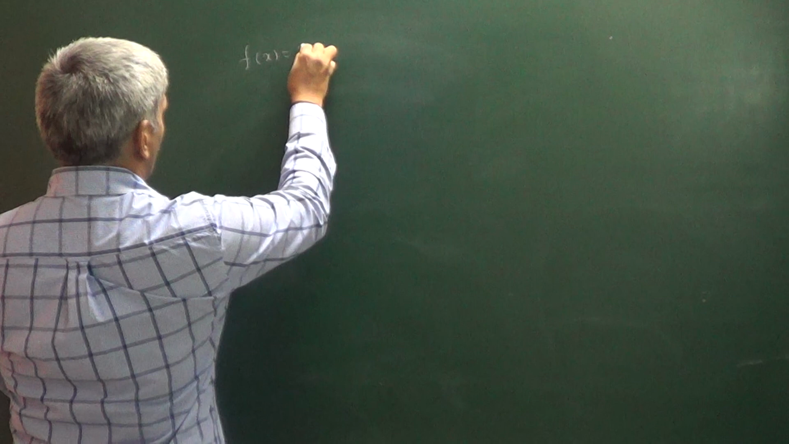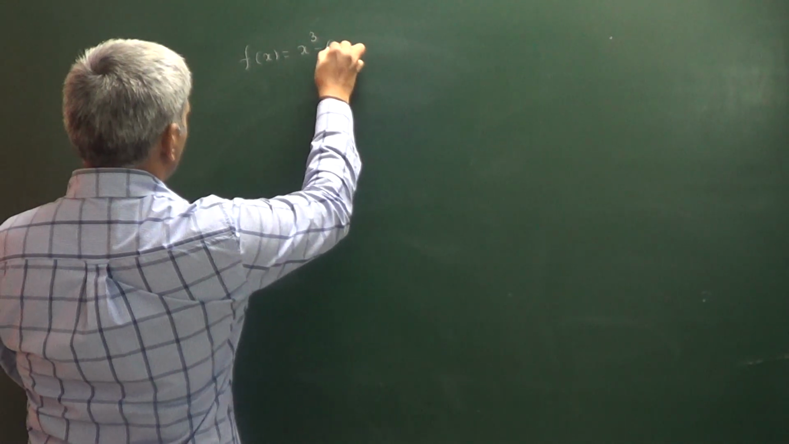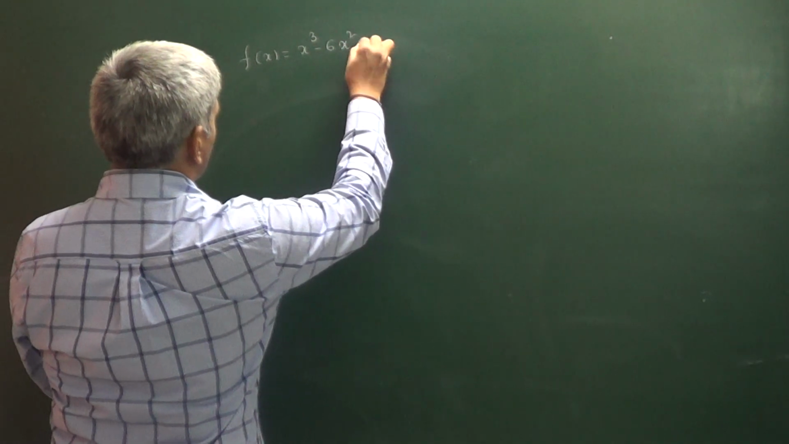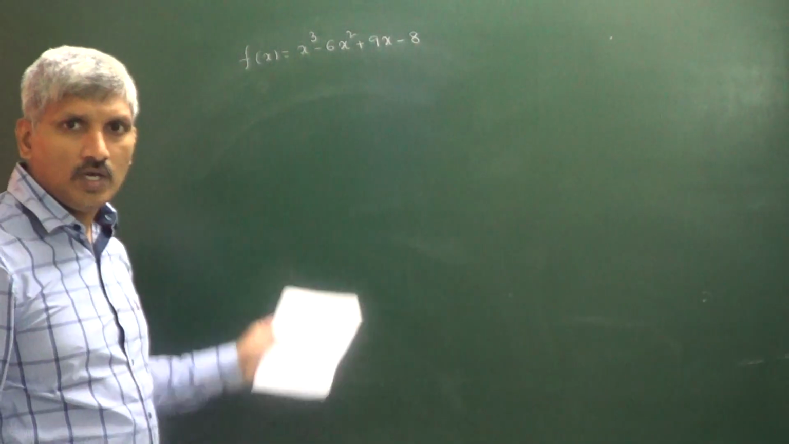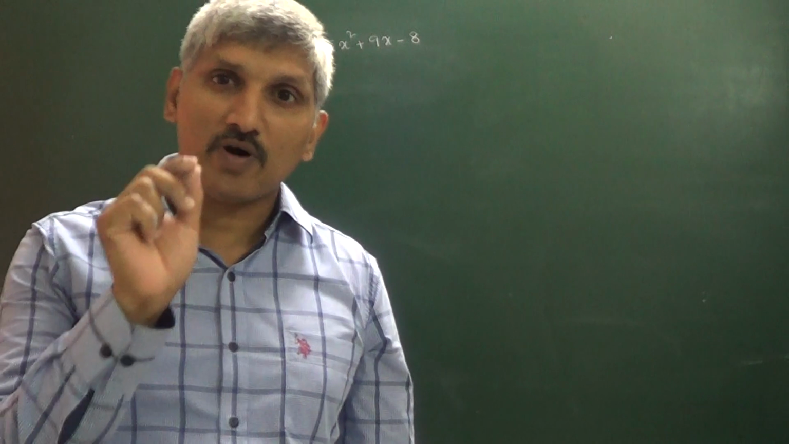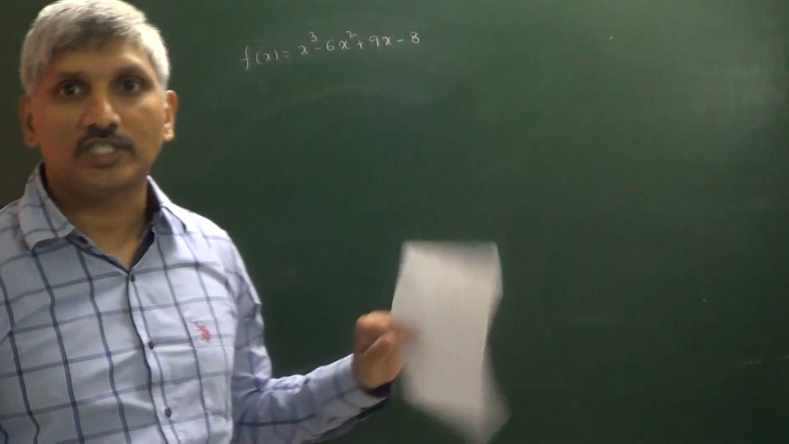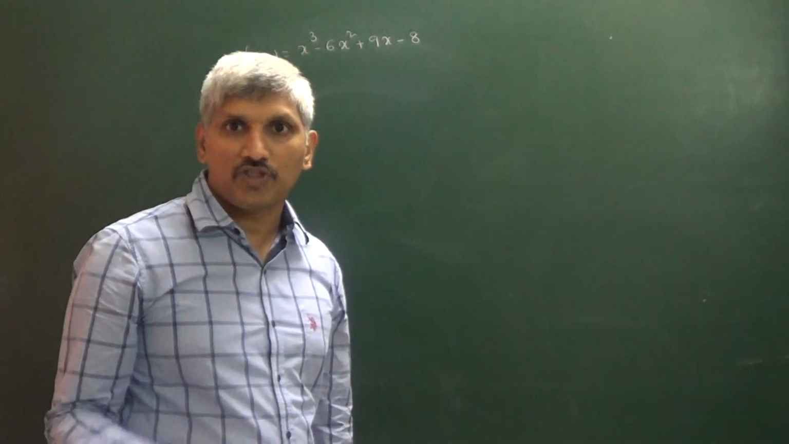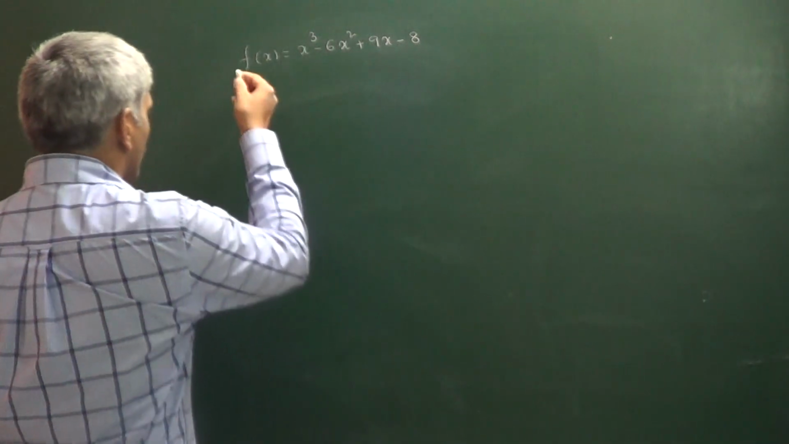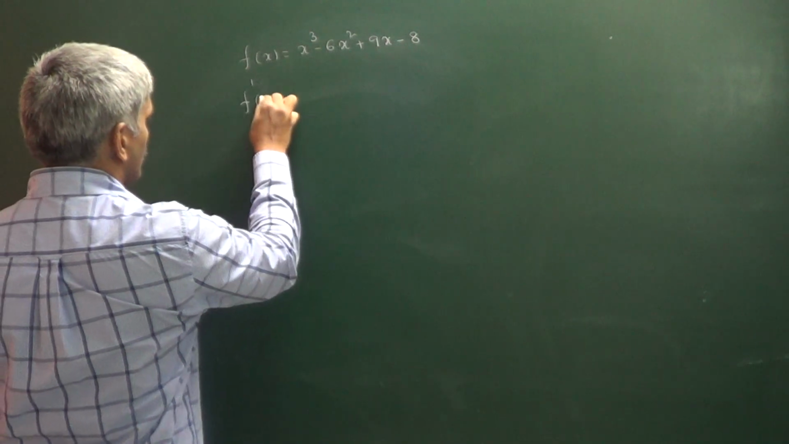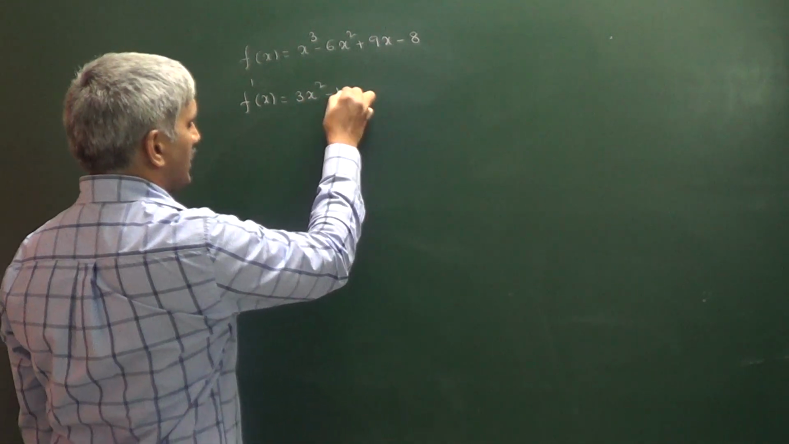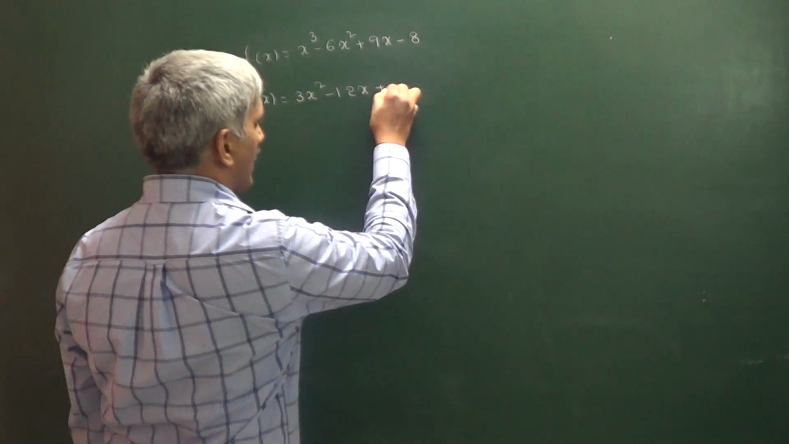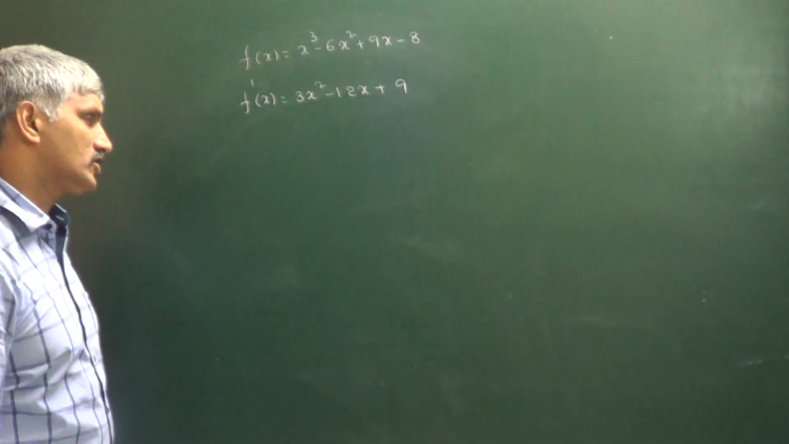So take the same example which we discussed earlier. f of x is equal to x cube minus 6x square plus 9x minus 8. That is the function, the same function we discussed with the help of the first derivative test. Now the same problem we are going to discuss with the help of the second derivative test. Come on, find out f dash of x. f dash of x is equal to 3x square minus 12x plus 9. That is f dash of x.